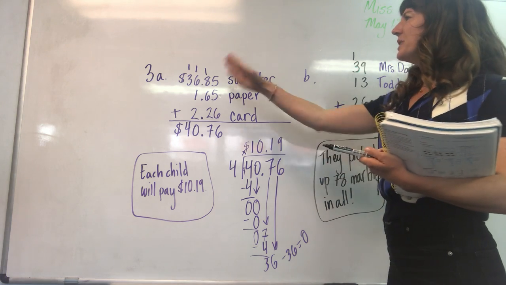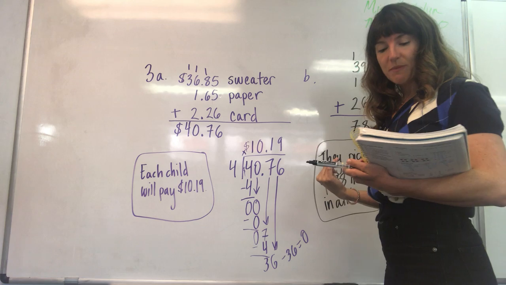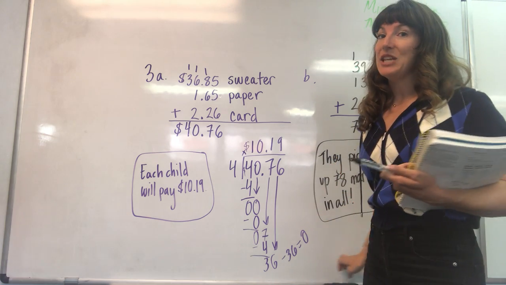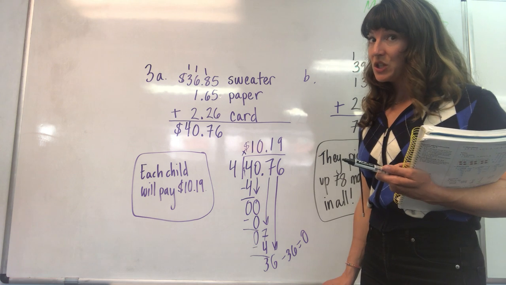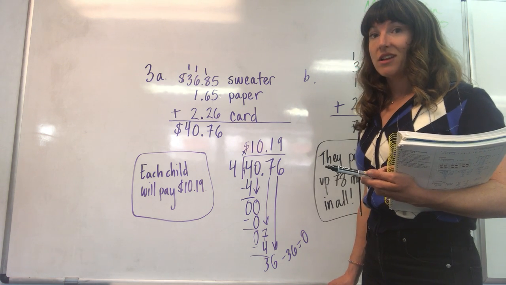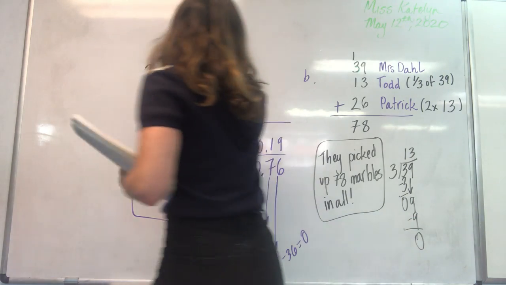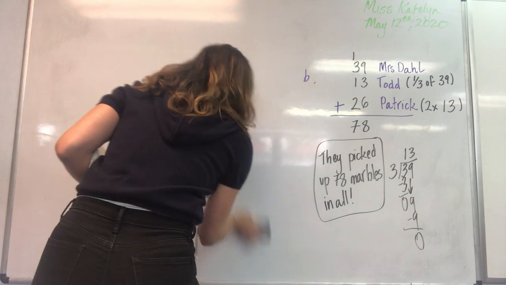Okay, that is 3A and 3B. We are moving on to drawing geometric figures. The directions say you may need a ruler, which means you have the permission to use a ruler, but your teacher is saying you will use a ruler. I'm gonna go get them.